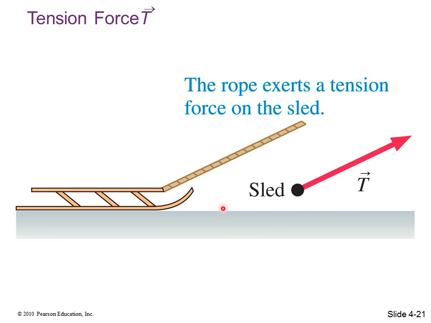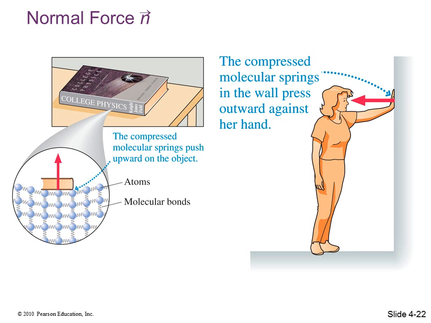Tension is for ropes, chains, that sort of thing. You're going to see a lot of ropes. So on the sled, this represents a sled, and there's your tension force. There's other forces that are acting on this sled, but we're going to ignore those for now since we're just introducing the catalog of forces that you'll be using.